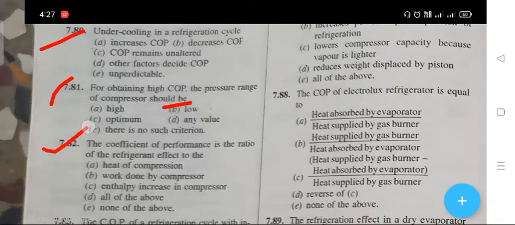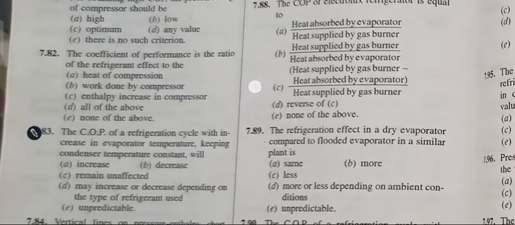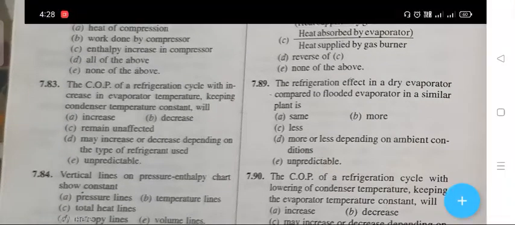Next question. The coefficient of performance is the ratio of the refrigeration effect to the. Right answer is D, that is all of the above. Next question is the COP of refrigeration cycle with increase in evaporator temperature keeping condenser temperature constant will. The right answer is A, increase.